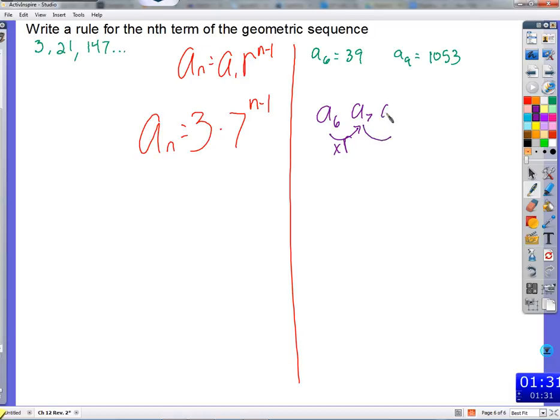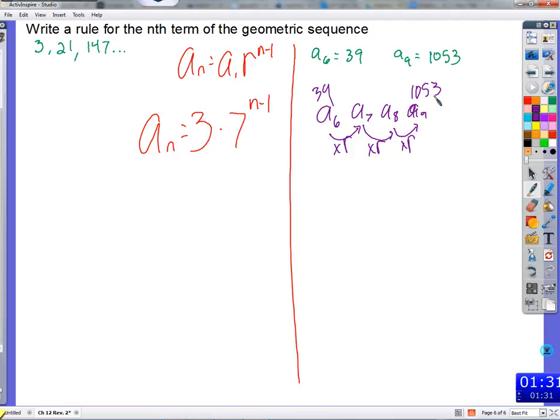Then we'll get to A sub 8 by multiplying by R again. We'll take A sub 6, which is 39, multiply by R, then multiply by R again, and then we'll get to A sub 9 by multiplying by R another time, and that'll get us to 10. So what equation can we write with 39, 3 R's, and 10?